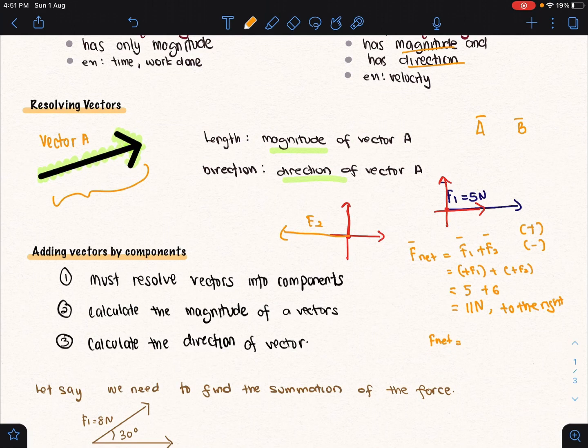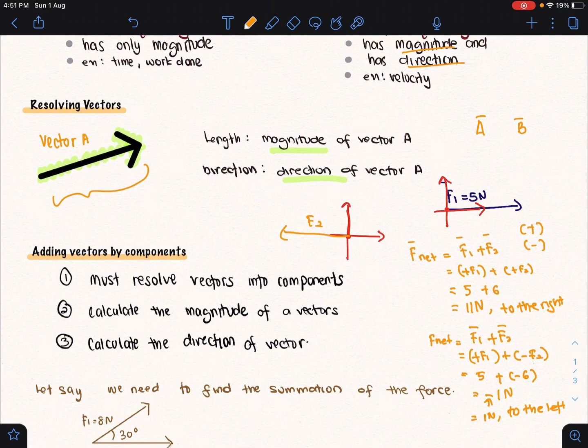My F net here now is going to become F1 plus F2, where my F1 to the right is positive F1, and my F2 to the left is negative F2. So say the values are still the same, 6 Newton, so I will get 5 Newton plus negative 6 Newton. I'm going to end up with negative 1 Newton. Okay, the negative is actually our direction earlier, right? So this one will become 1 Newton to the left.